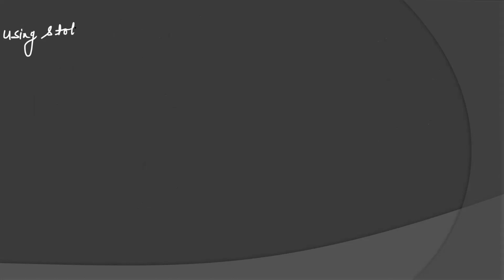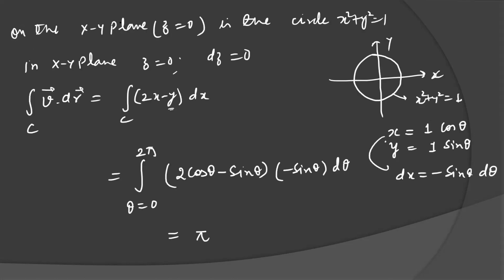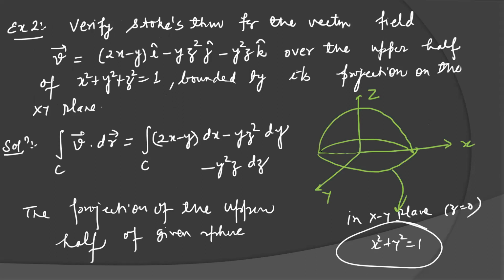Using Stokes theorem. The projection is given in the xy plane, and this projection is bounded. This is the boundary of the sphere. If you take a ball which is half cut, a half ball, then its boundary will be circular, and that's closed. That will actually be the line integral for our problem.